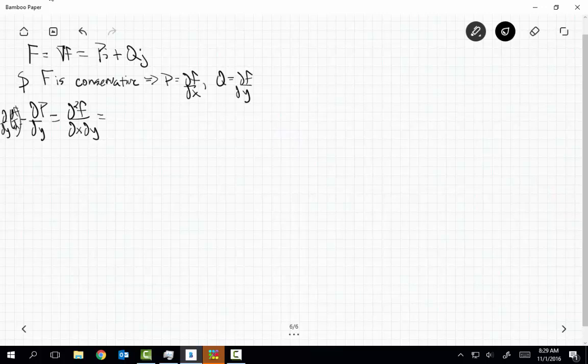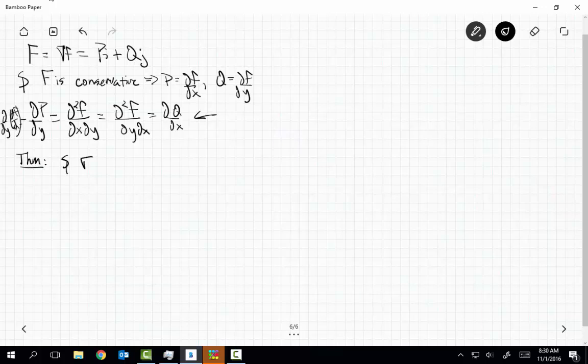Now, by Clairaut, this is equal to this. I can always switch these guys around. We know that these second partials, with respect to x and y, can be flipped around. Well, isn't that equal to the partial of Q with respect to x? Now look at that. This is what you refer to as a theorem. We just proved a theorem that we get to use now.